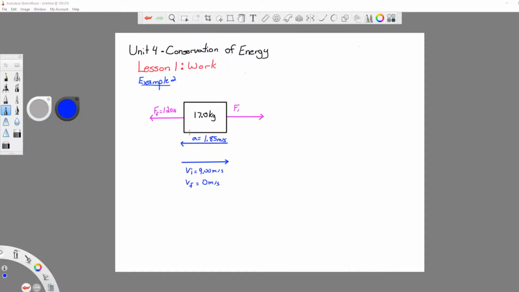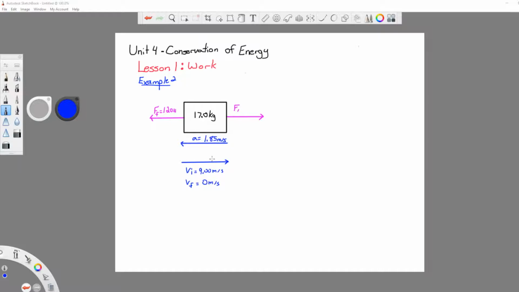A little bit more information is given. This block is decelerating, has an acceleration of 1.85 meters per second squared to the left, and it is decelerating because of friction. And the initial velocity of this block is 9 meters per second. So over some amount of time, this block is going to start at 9 meters per second, slow down, and eventually stop to rest, or 0 meters per second.